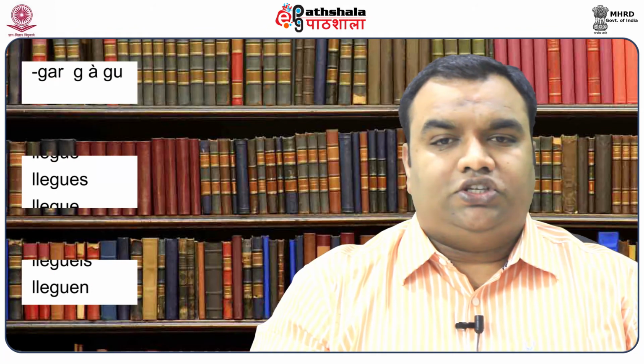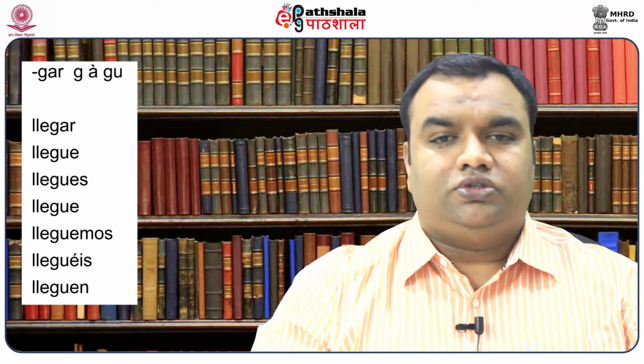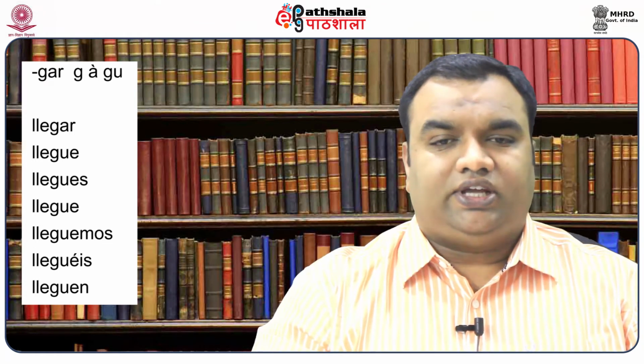Let us take the example of the verbs ending in gar. For the case of llegar, we have the subjunctive conjugations where the G changes into GU. Let us now see the conjugations in the present subjunctive. The next verb endings are that of the verbs which end in gar. The G changes into GU. Let us take the example of the verb llegar.